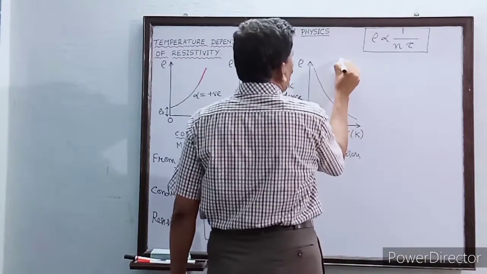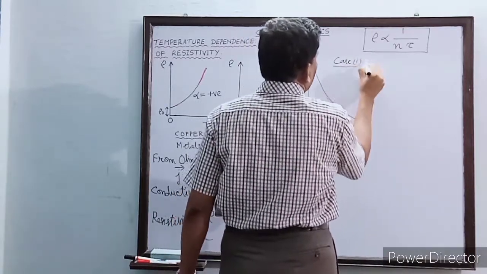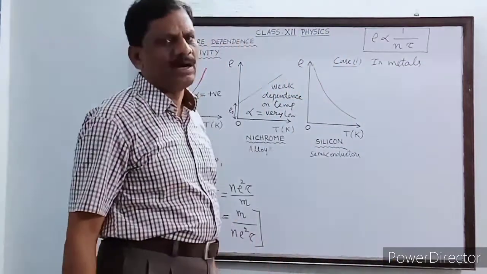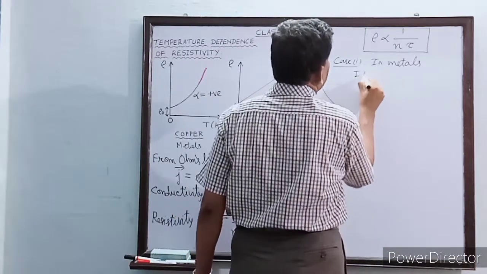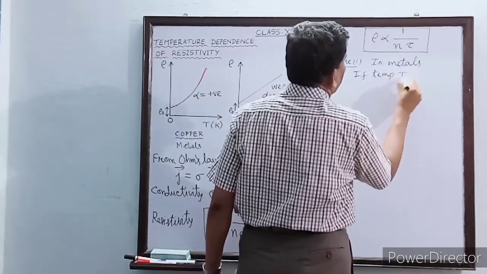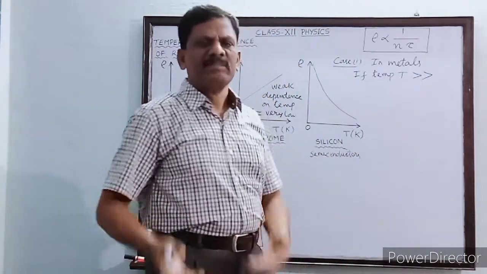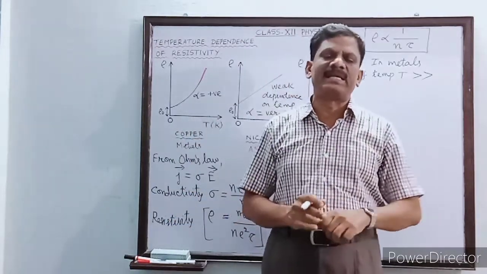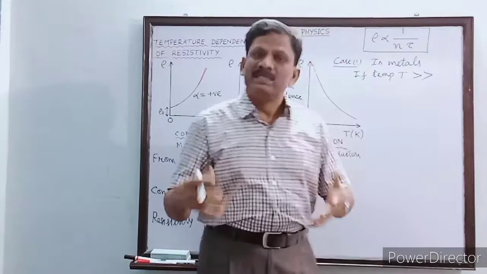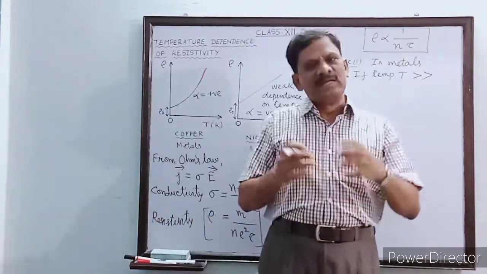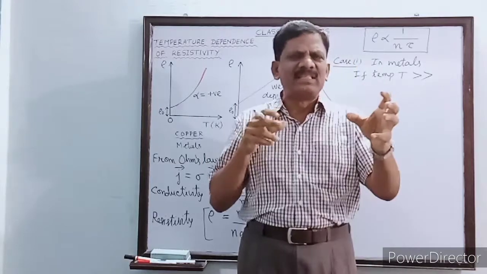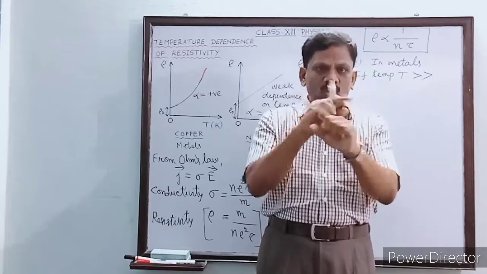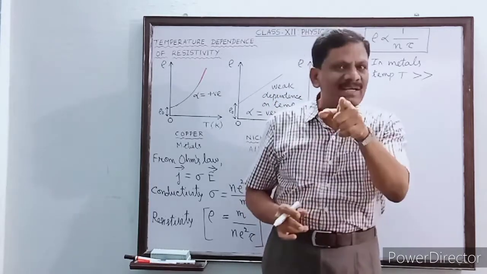Now case 1, in metals, that is metallic conductors like copper. If the temperature T increases, what will happen to the kinetic energy of the free electrons present inside the metallic conductor? The kinetic energy also will increase. As a result, they will undergo very frequent collisions with the positive ions. That means the average time between two collisions will get reduced.